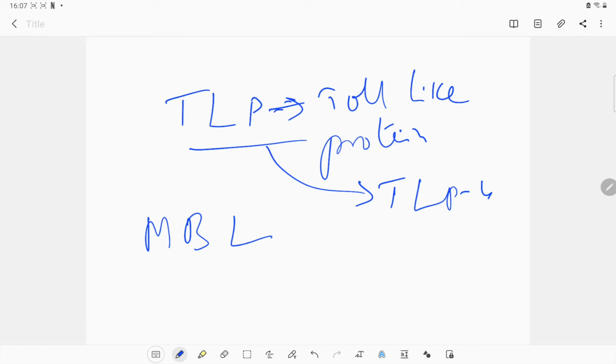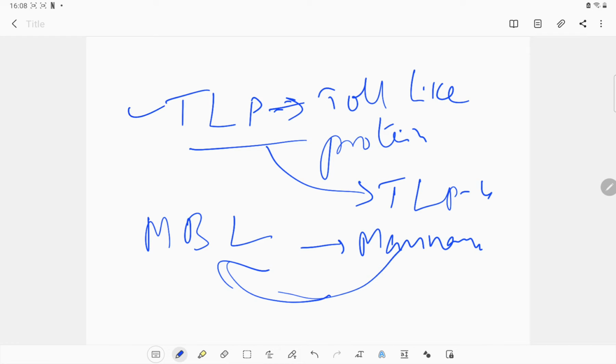And suppose in the cell wall of the microorganism there is a Mannan polysaccharide on the cell surface. Mannan binding lectin would bind to this Mannan polysaccharide that is present in the microorganism. These receptors are present over the cell surface.